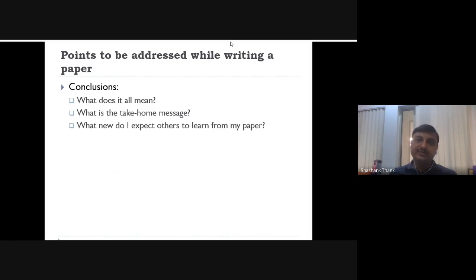Other points to be addressed while writing a paper: conclusions. Whatever the work you have done till when you are writing a conclusion, that means you have completed your literature review, you have introduced your topic well, you identified the research gap, you established your hypothesis, you tested your hypothesis either through experiment or through some survey, you performed some statistical analysis. But at the end, what does it all mean?